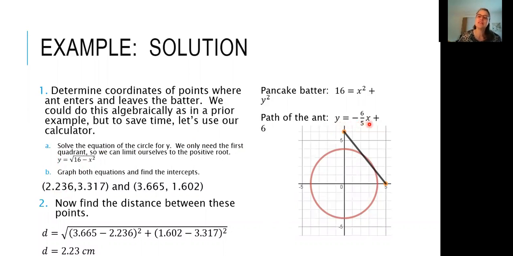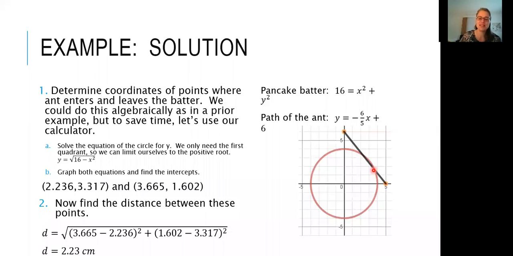I put this equation, y equals the square root of 16 minus x squared, into my calculator. Then I put the equation of the ant's path, y equals negative 6/5 x plus 6, into my calculator, and I told my calculator to give me the intersection points. Tell me where this line crosses this circle. And my calculator spit out a couple of points: the point 2.236, comma 3.317, which would be this one right here, and the point 3.665, comma 1.602, which would be that one right there.